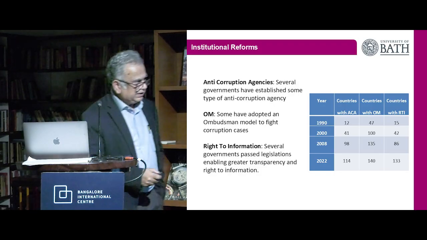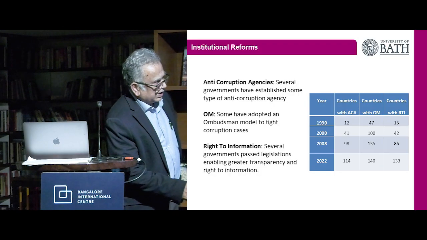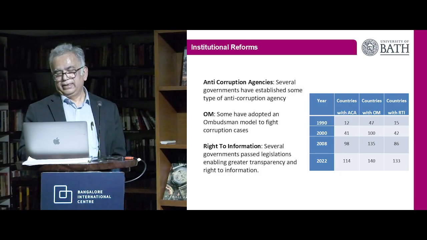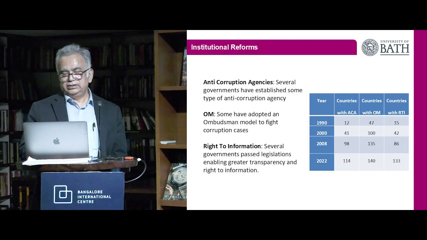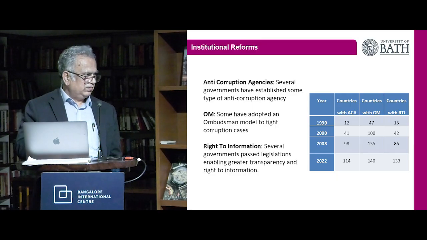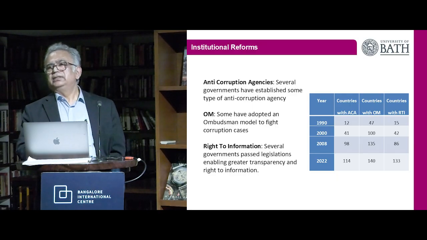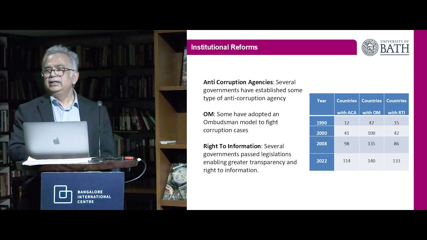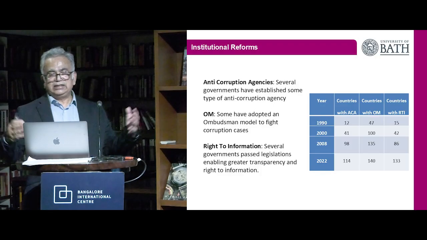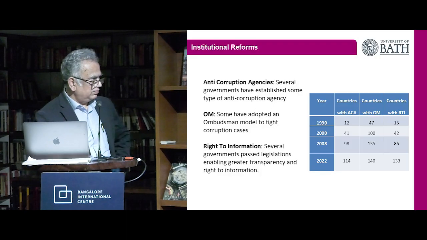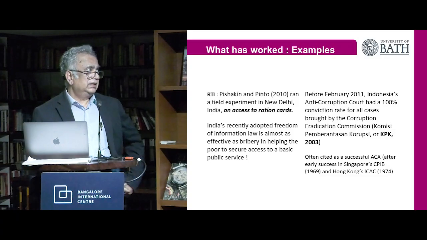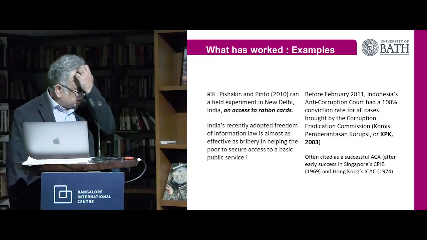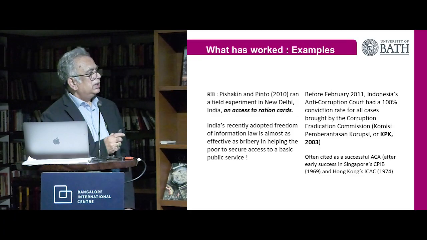You can see these numbers are very impressive. For example, countries with anti-corruption agencies: in 1990 there were just 12. We're talking about 114 in 2022. The last time I checked in 2024, it was 120 plus. Countries with RTI, India included, again, very few before. So in some sense, yes, there have been a lot of institutional reforms. Some have worked, so I'm not saying that it is a blank slate. I can come back to what has worked and what has not.